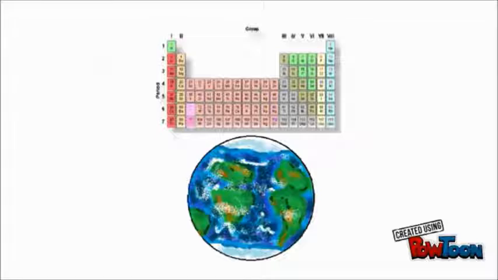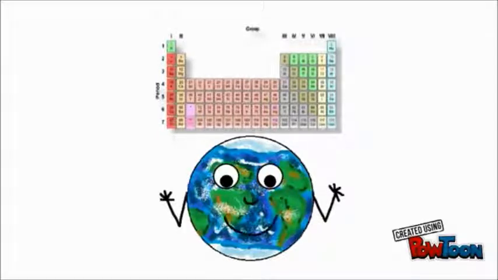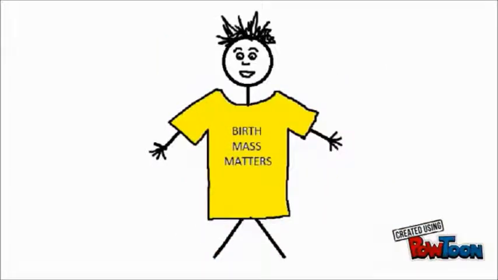Stars evolve differently based on their mass at the time of their creation. As Professor Raman Prinja of UCL would stress, birth mass matters. Get that on a t-shirt.